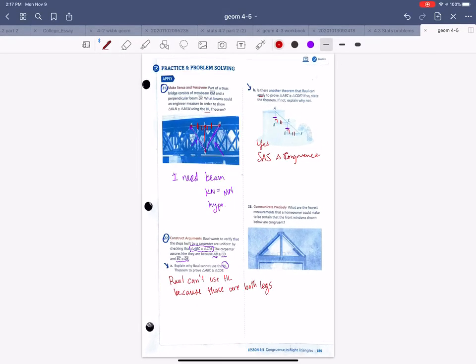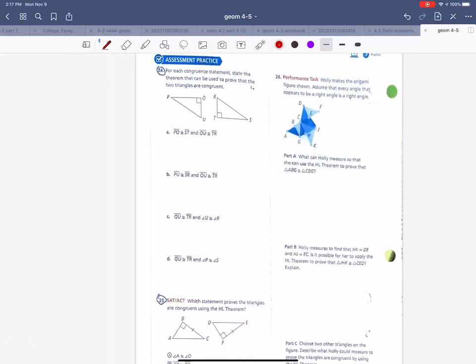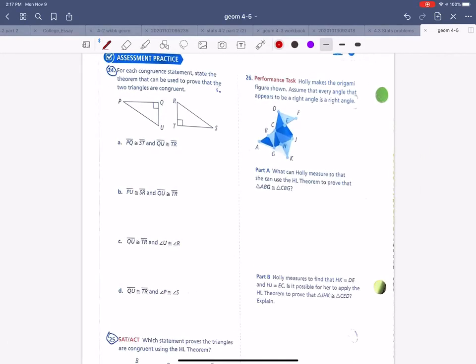Okay. Now, last page. Question 24 says, for each congruence statement, state the theorem and prove the two triangles congruent. It says PQ and ST, and then also QU and TR. So we see that this would be yes because of side, angle, side, triangle congruence.